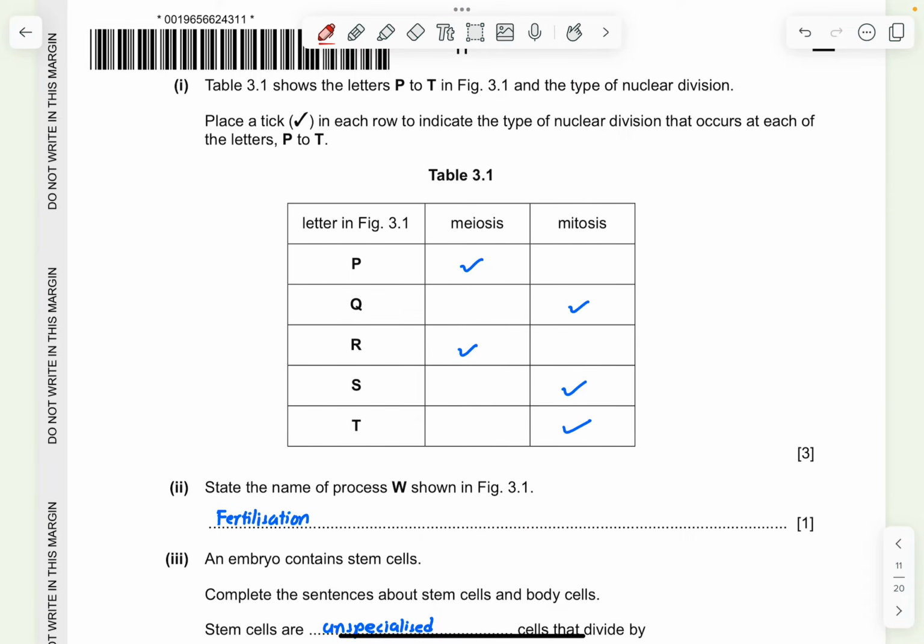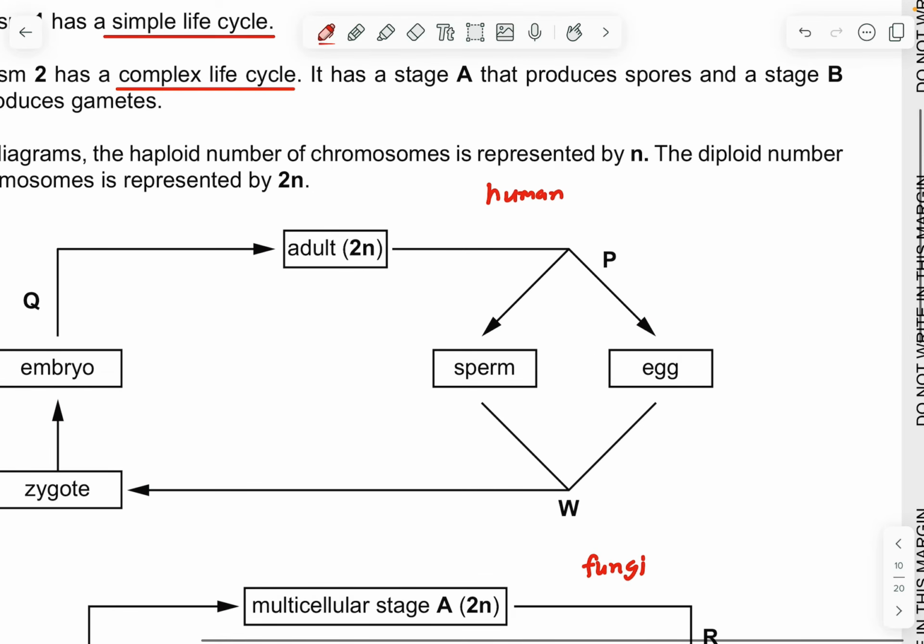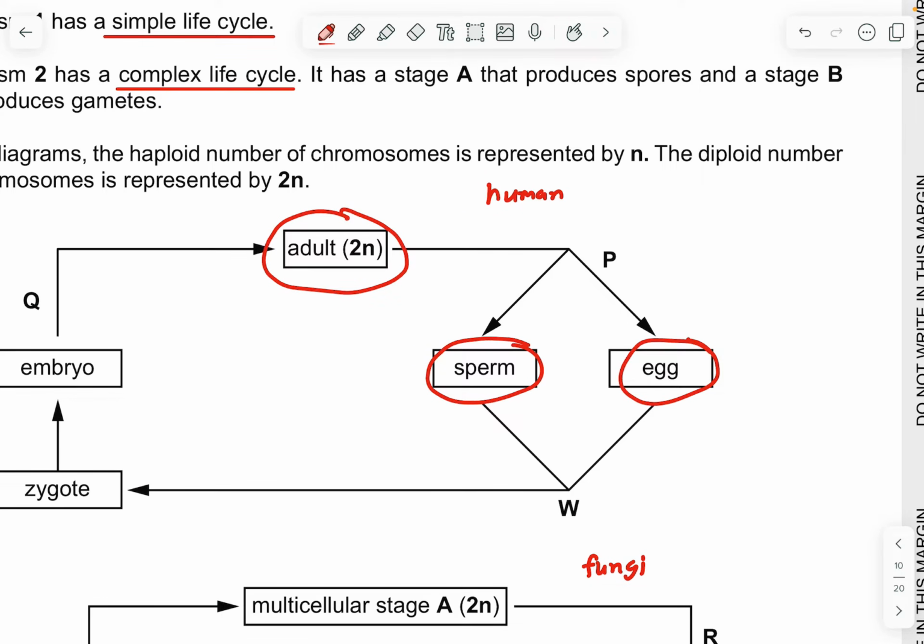Table 3.1 shows the letters P to T in figure 3.1 and the type of nuclear division. Place a tick in each row to indicate the type of nuclear division that occurs at each letter from P to T. Let's go back and see from here. You can see that the adult has become sperm and egg. This is diploid, and this has become haploid, because gametes always have the haploid number of chromosomes, meaning this could be 46, and this is 23, 23.